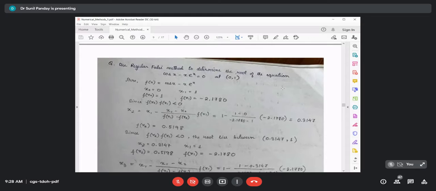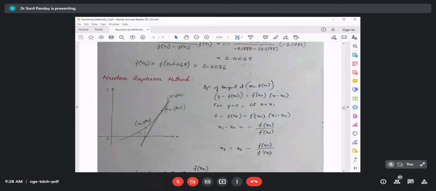and the secant method is fast, but it can lead to a wrong result also. So there are some problems. Now we come to another method known as the Newton-Raphson method.